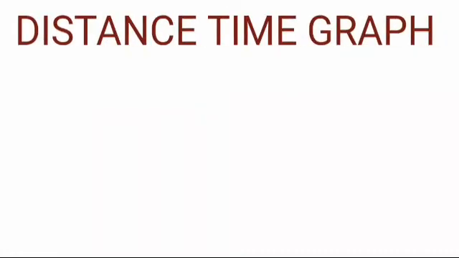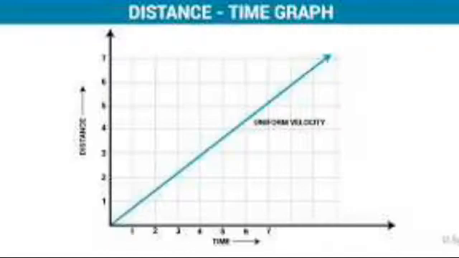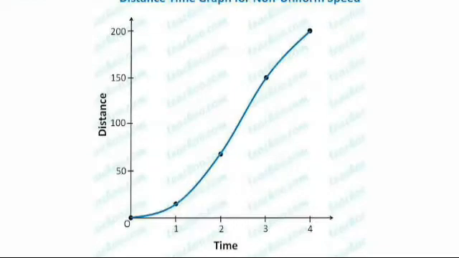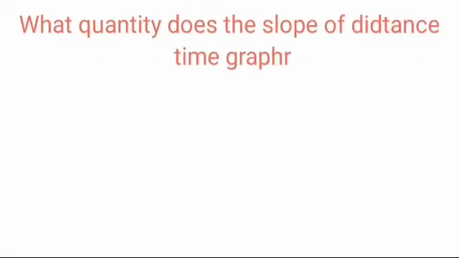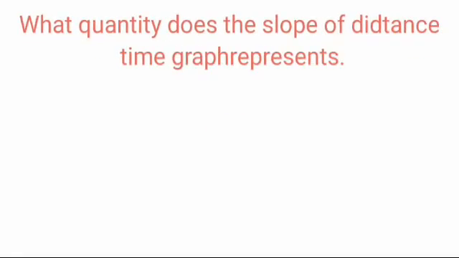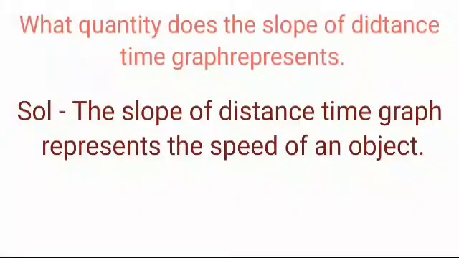Distance time graph. Distance time graph represents change in distance with respect to time. In distance time graph, distance traveled is taken along y-axis and time taken to travel this distance is taken along x-axis. The distance time graph for uniform motion is a straight line, and the distance time graph for non-uniform motion is a curved line. Question: what quantity does the slope of distance time graph represent? Answer: the slope of distance time graph represents the speed of an object. Distance time graph for stationary objects is a straight line parallel to time axis.